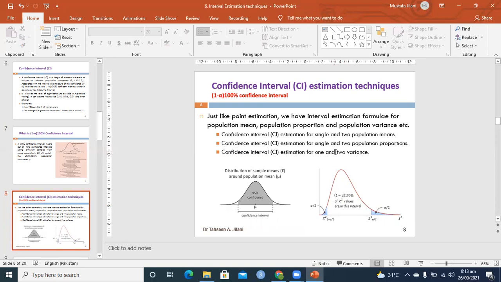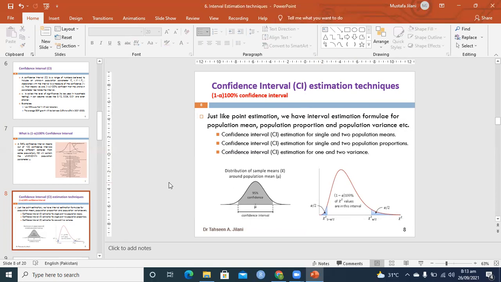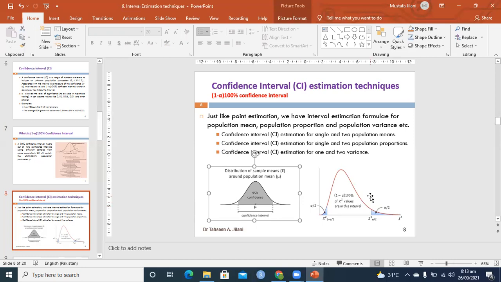If we have two variances, we will use another distribution called the F distribution. I have not shown the picture for the F distribution here, but it is also a right skewed distribution, because it is also about variances, and variance cannot be negative. This is a pictorial representation of how it will look when we work out a confidence interval for mean or proportion, and when we work out a confidence interval for single and two variances.